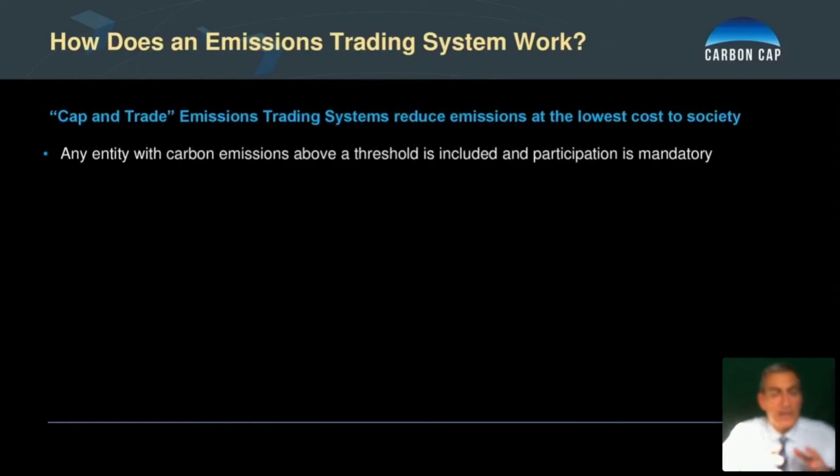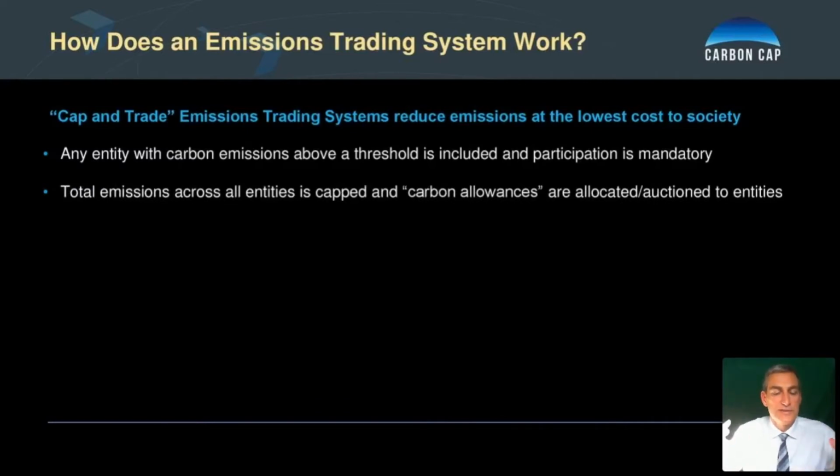So in a carbon market, like in Europe or the California market, any entity that has emissions above a threshold is automatically included in that market. You don't have a choice, it's law. So we call that mandatory participation. The total emissions in that market are capped, and carbon allowances, the certificates, are allocated and auctioned to the underlying companies. And typically these are the big emitters in the economy. So for instance, in Europe, we have about 13,000 entities in the cap and trade system, and they cover about 50% of the total emissions in Europe.